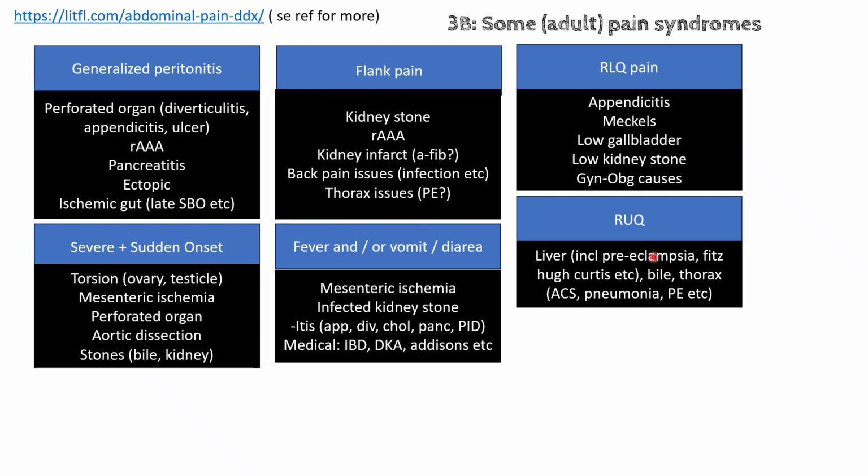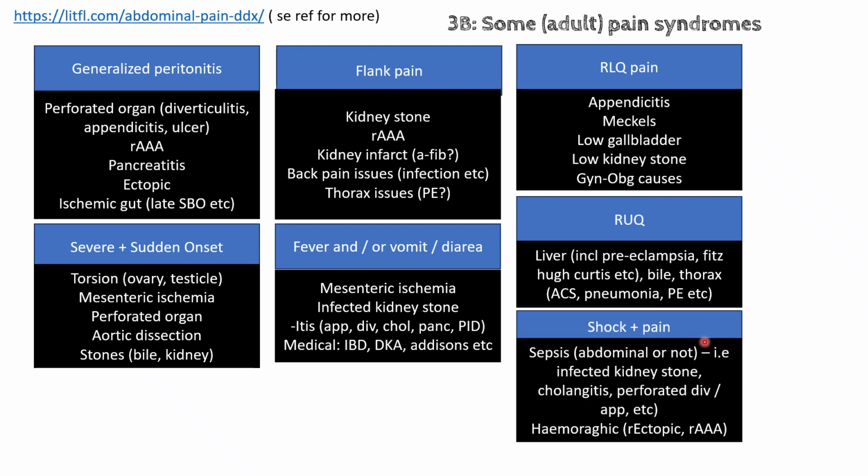And then the right upper quadrant, you have your liver, where you might have preeclampsia, you might have Fitz-Hugh-Curtis syndrome, and so on and so forth. You might have hepatitis. So you have all your biliary diseases. You may have thoracic disease, like low pleural fluid. You might have ACS, pneumonia, PE, and so on. I'll link to a great video from REBEL later on about what you have to think about in right upper quadrant syndrome, and how you can use POCUS to go on the hunt for that.